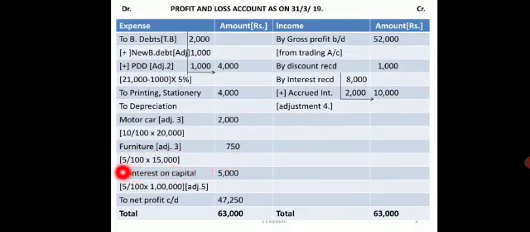Next comes the fifth adjustment, that is interest on capital. Interest on capital is a loss. Therefore, it's an additional charge or expense on the profit. So at 5% on 1 lakh gives me 5,000.